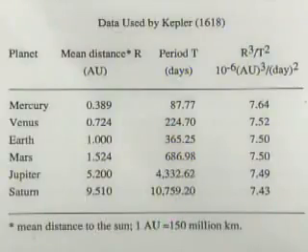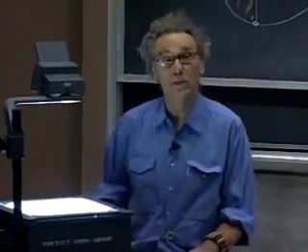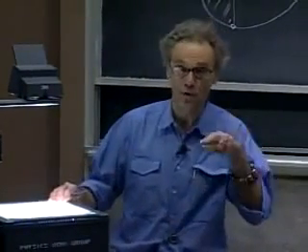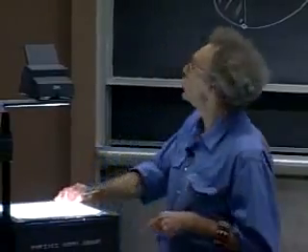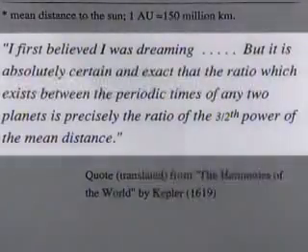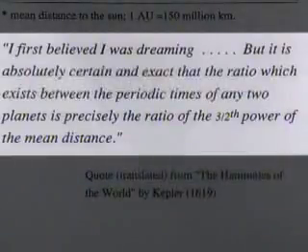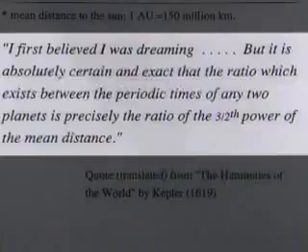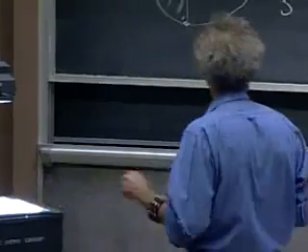And then when he takes this number to the power 3 and this number squared and he divides the two, then he gets numbers which are amazingly constant. And that is his third law. His third law leads immediately to the inverse square dependence of gravity, which he was not aware of, but Newton later put that all together. But he very jubilantly writes, "I first believed I was dreaming, but it is absolutely certain and exact that the ratio which exists between the periodic times of any 2 planets is precisely the ratio of the 3/2 power of the mean distance." And he wrote that in 1619.